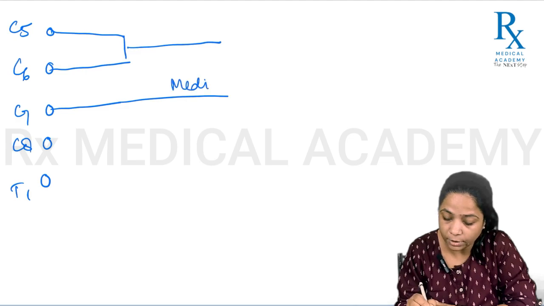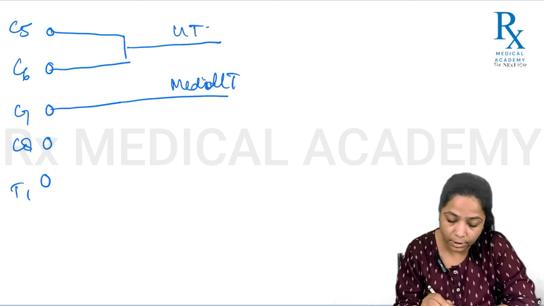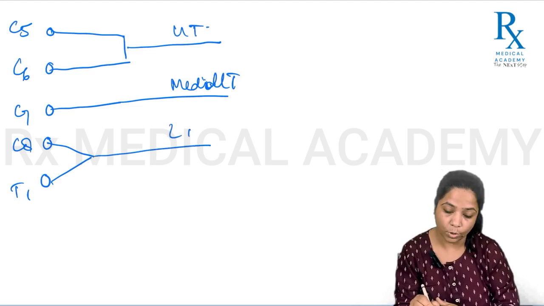This is your middle trunk. This is your upper trunk. Then the C8 and T1 roots unite and form the lower trunk.